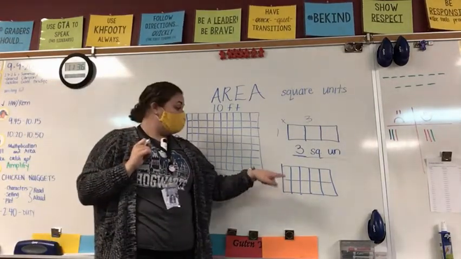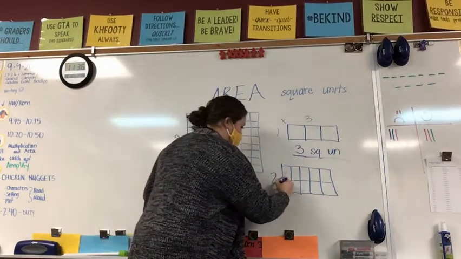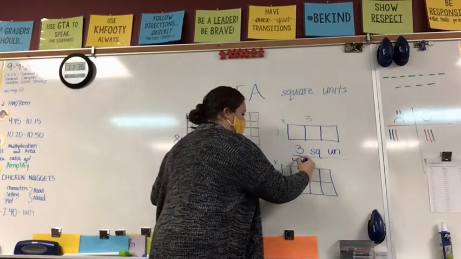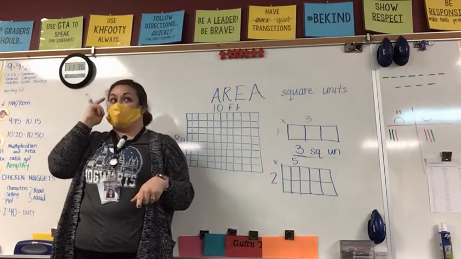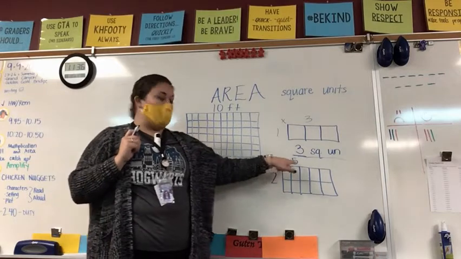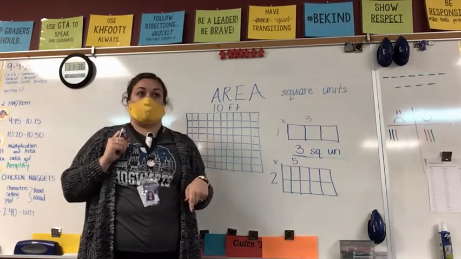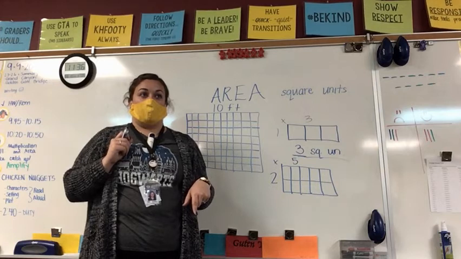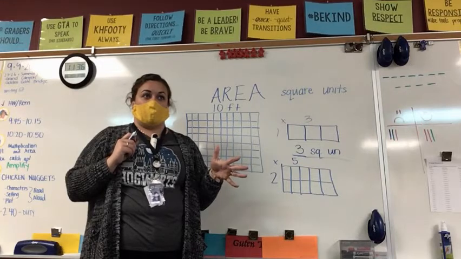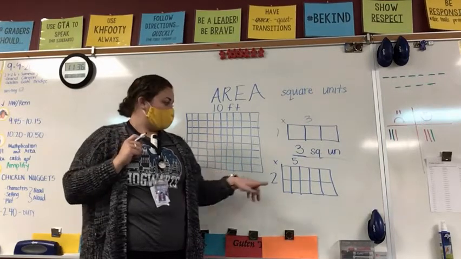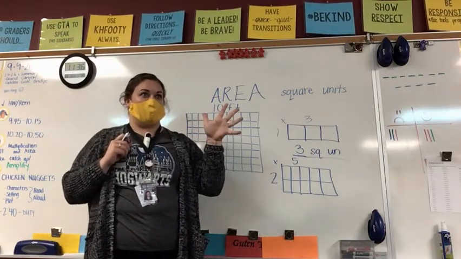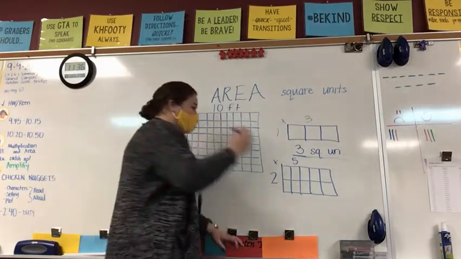This rectangle is 2 squares tall, and it's 1, 2, 3, 4, 5 squares wide. So if it's 2 by 5, does anybody have a guess for how many square units that will be? Brielle? 2 by 5. Let's go ahead and count by 2s 5 times. Ready? 2, 4, 6, 8, 10. So it's going to be 10, right?